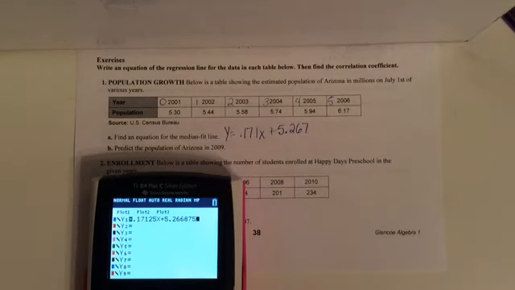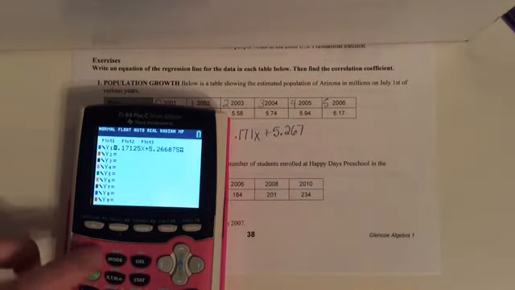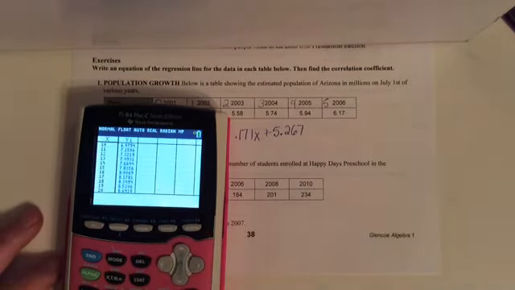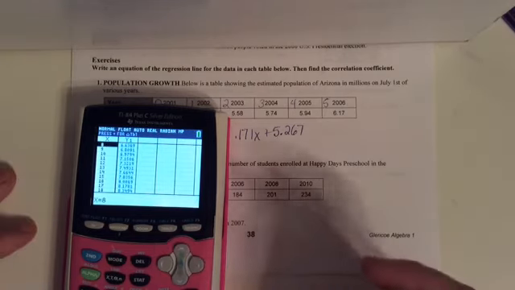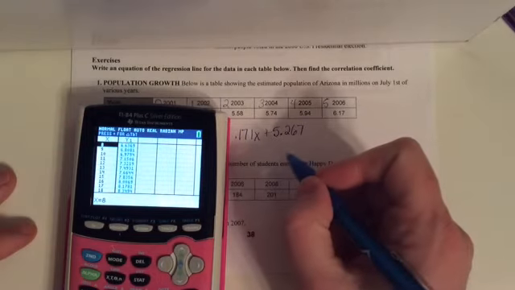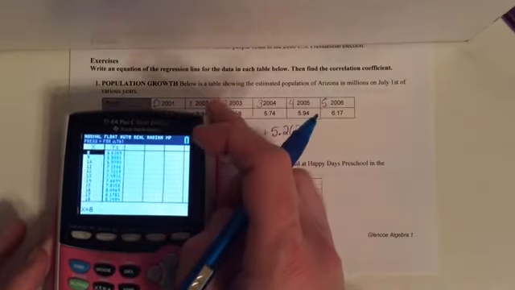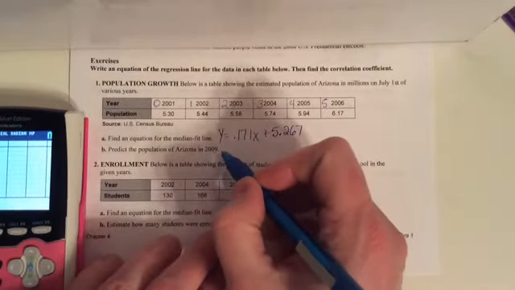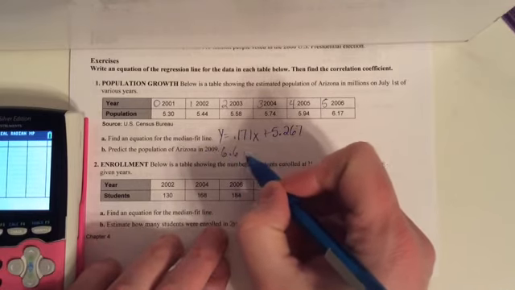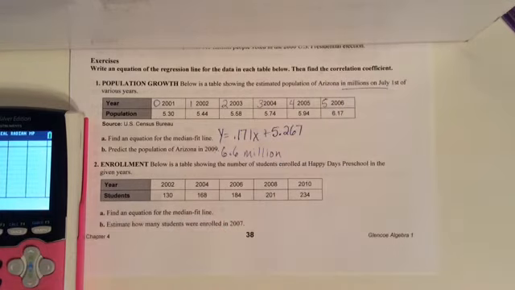So I'm going to go to the table. Let me see if I can raise this up a little bit. If I go to second graph, that takes me to my table. And remember, I'm looking for when x is 8. So I scroll up just a little bit. So when x is 8, the y value is 6.6369. So we're going to round that to about 6.6. So to predict the population of Arizona in 2009, 6.6 million people, because it's in millions, according to the graph. That's all I need.